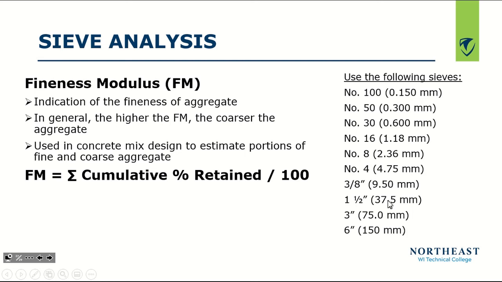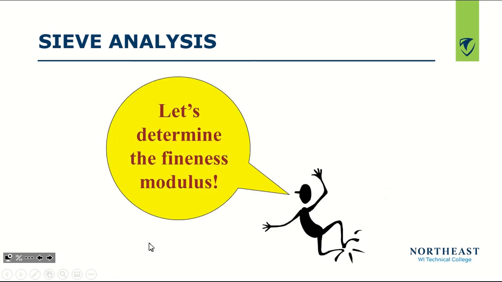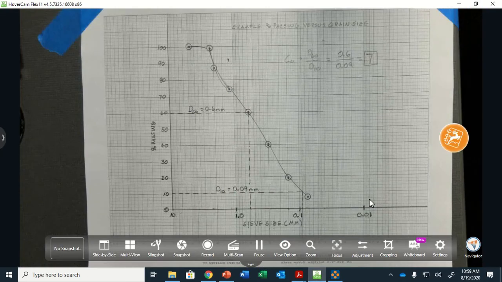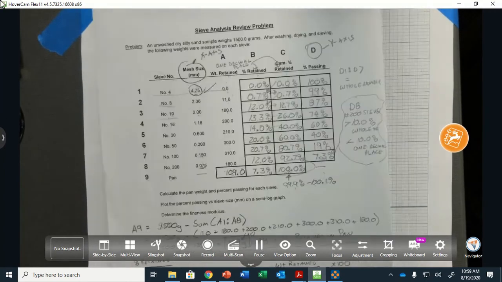So 3 inch and a half, double inch and a half, we get 3 and 6 and 2. So basically you add them all up until you run out of sieves, okay? So let's calculate that on our sheet.